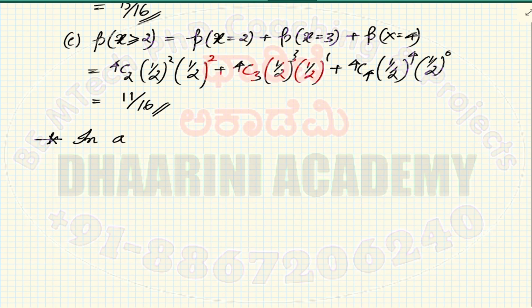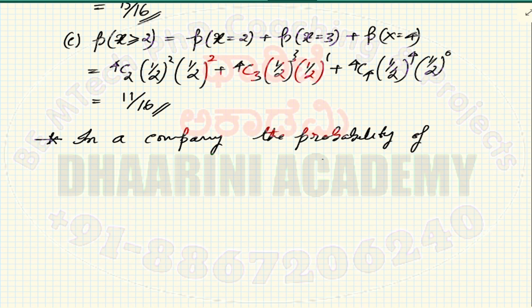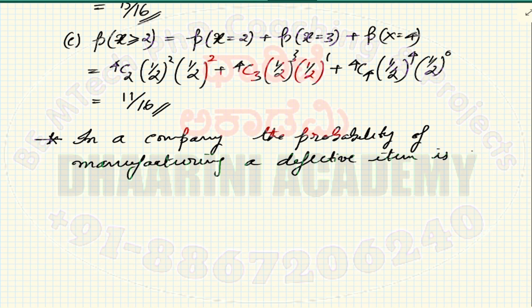In a company, the probability of manufacturing a defective item is 1 by 25.